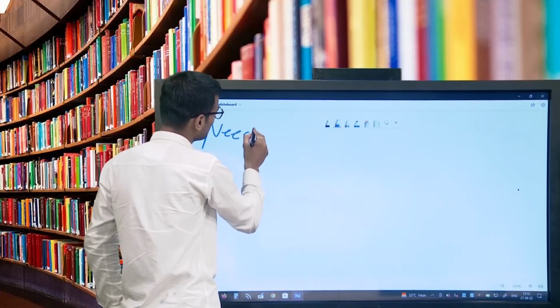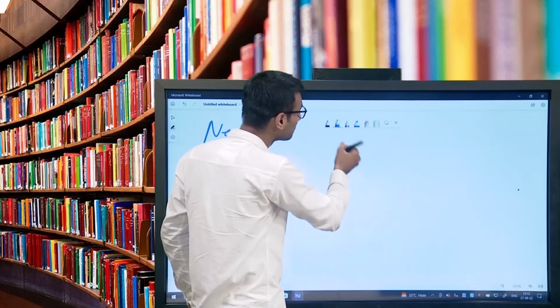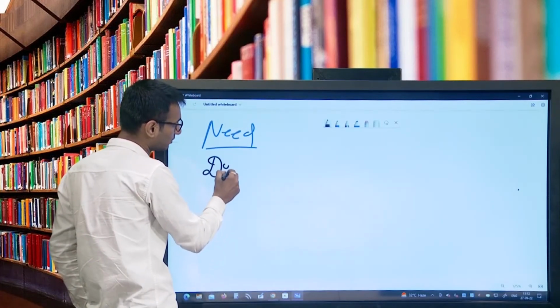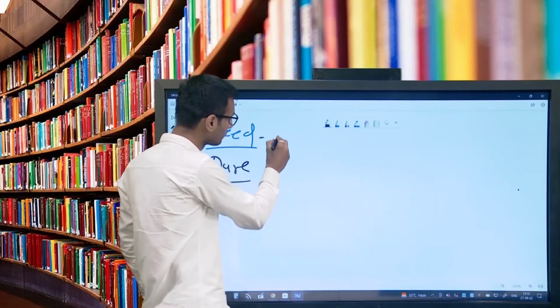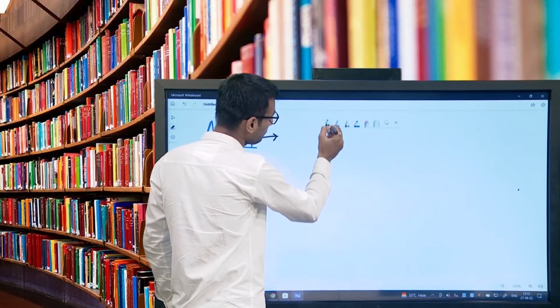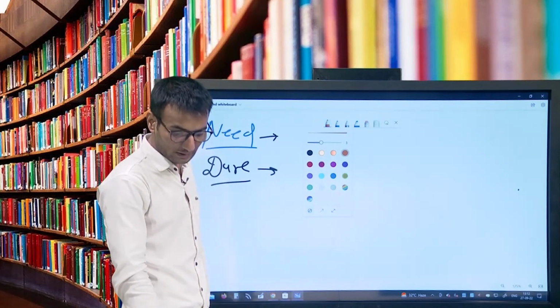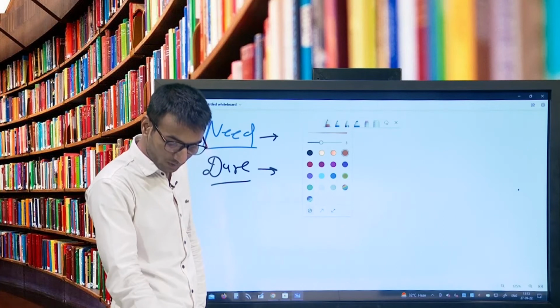Need means jarur. I need this, I need that. We have used this many times. And dare, it shows courage, sometimes bravery. Now, why is need used? Need is used both as a principal verb and as an auxiliary.